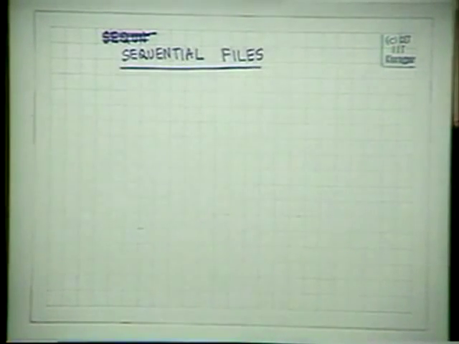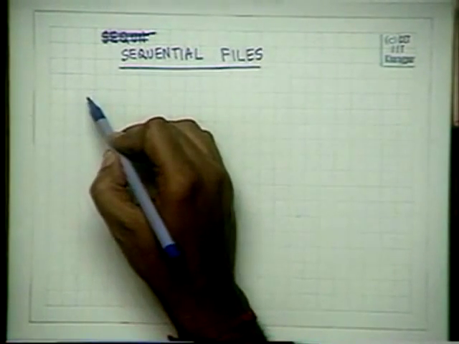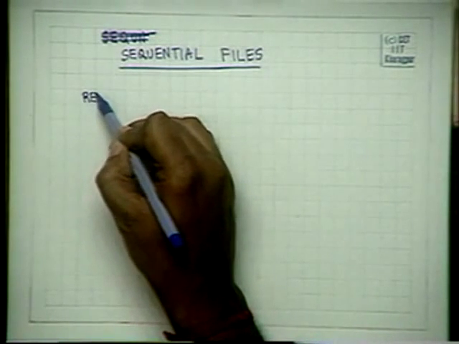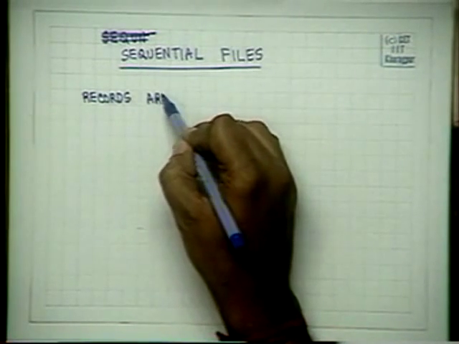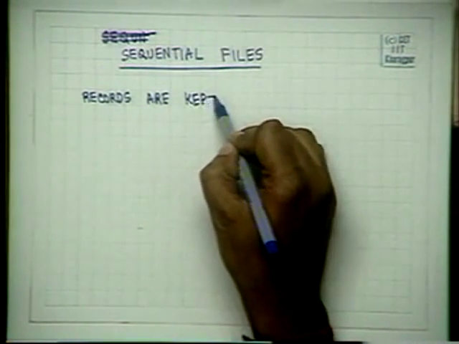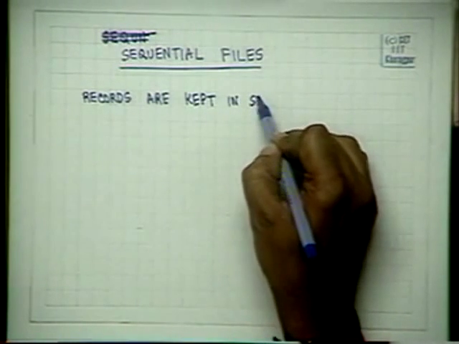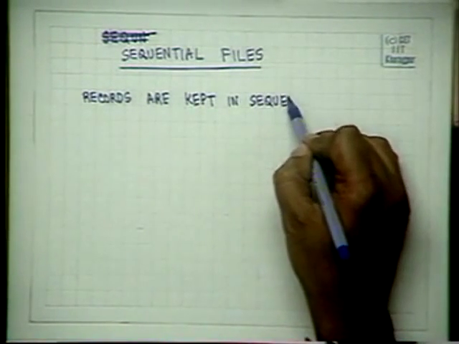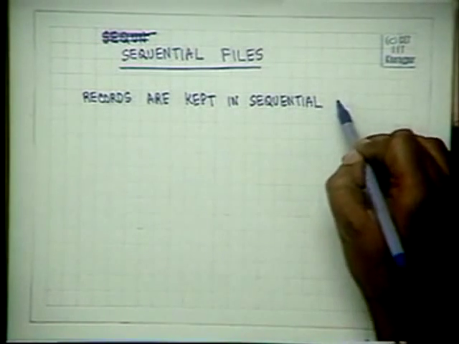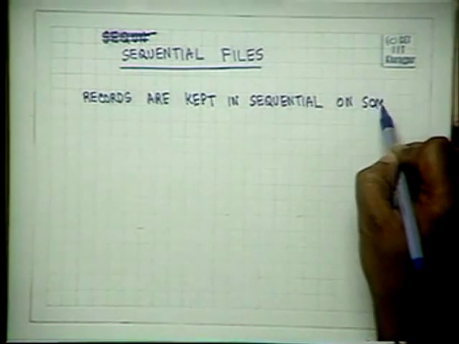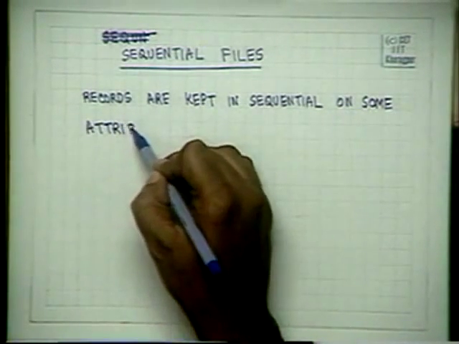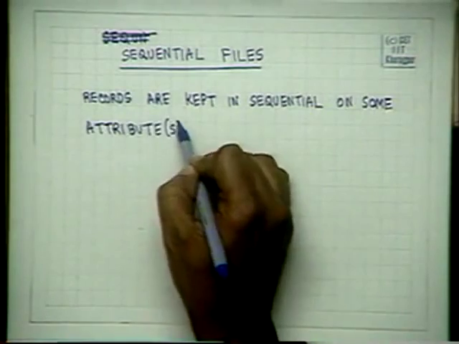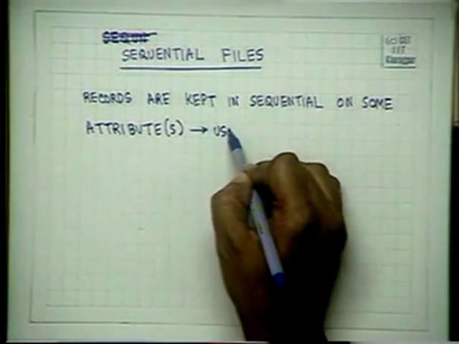The next are the sequential files. In a sequential file, records are kept in sequential order on some attributes, and this is usually the primary key.